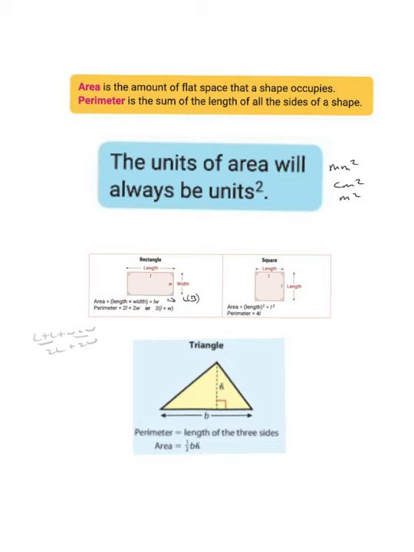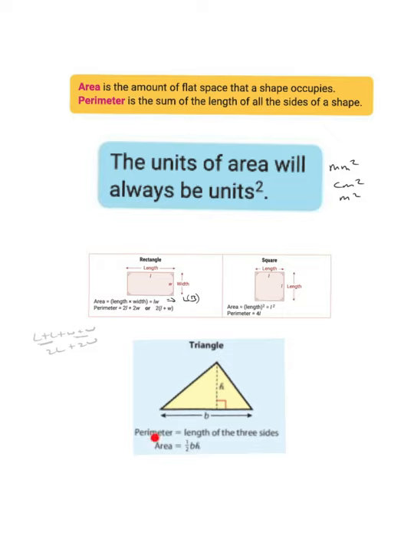A square, okay, the area for a square is just simply length squared, and for the perimeter, you add up all the sides, so it's length plus length plus length plus length. To shorten it would be 4L. So these are not in the logbook. The rectangle and the square you have to learn, okay, but the triangle is in your logbook.